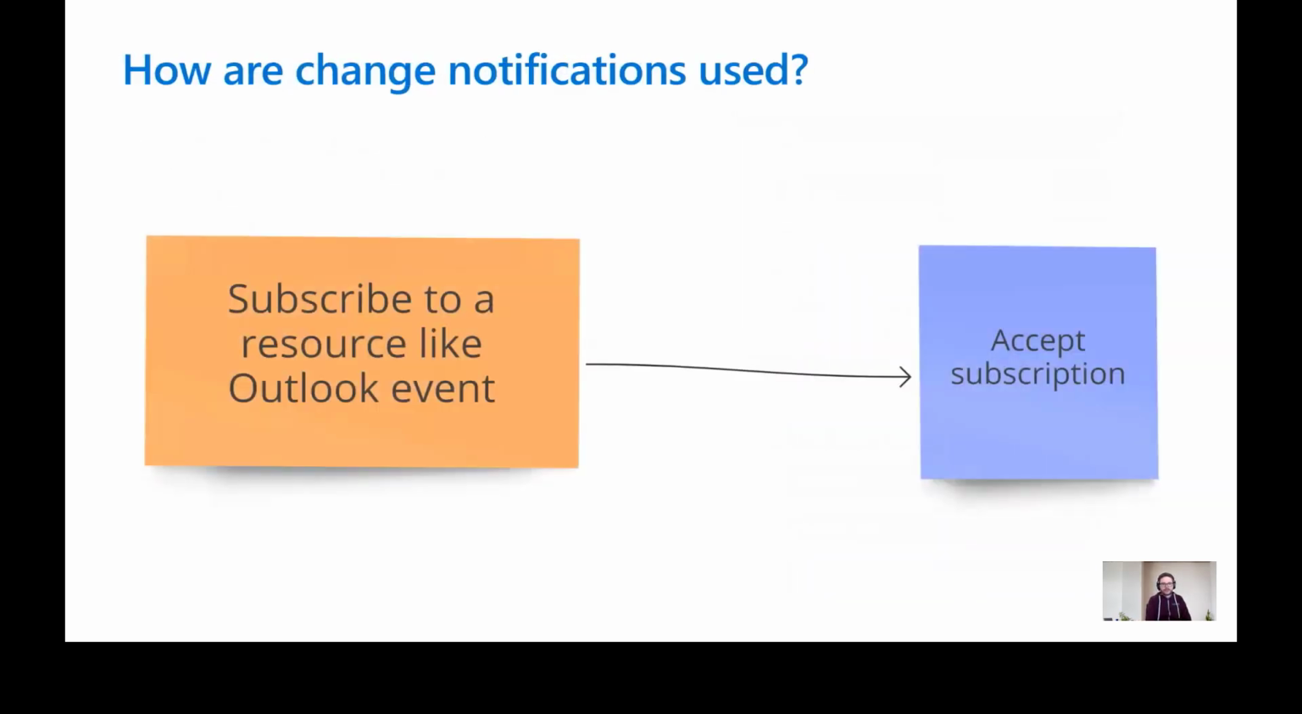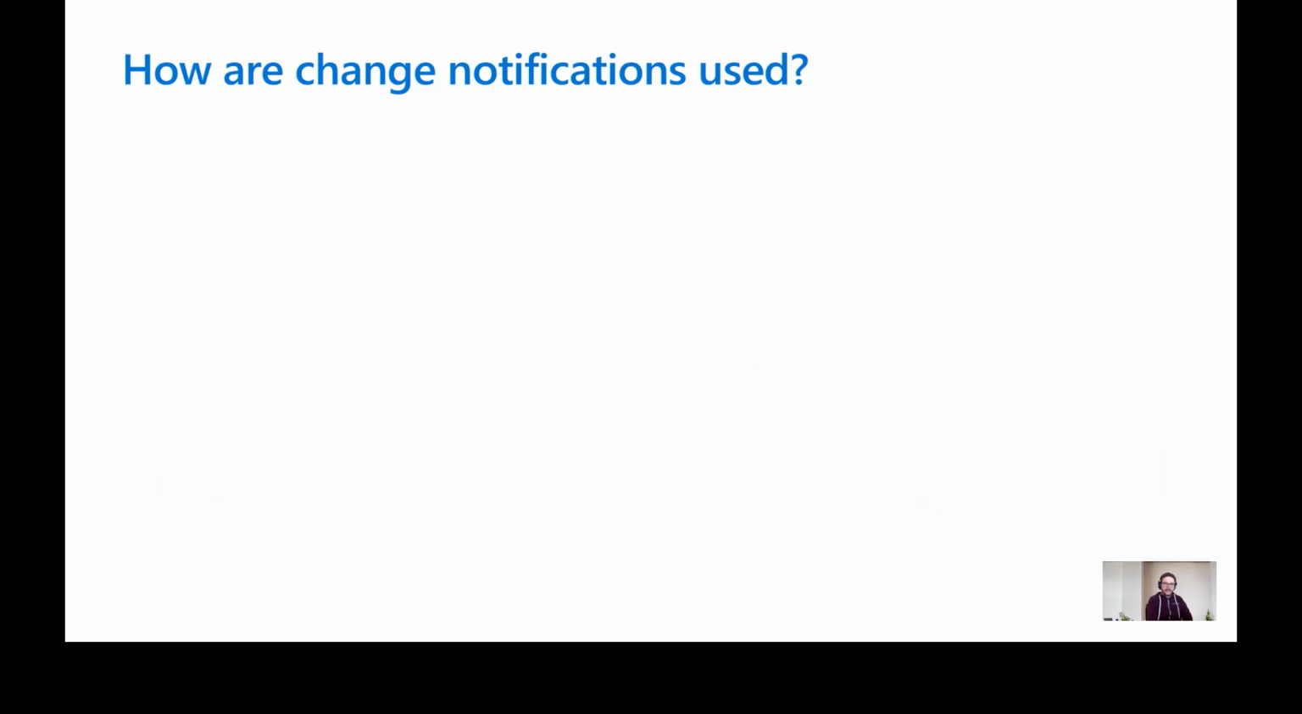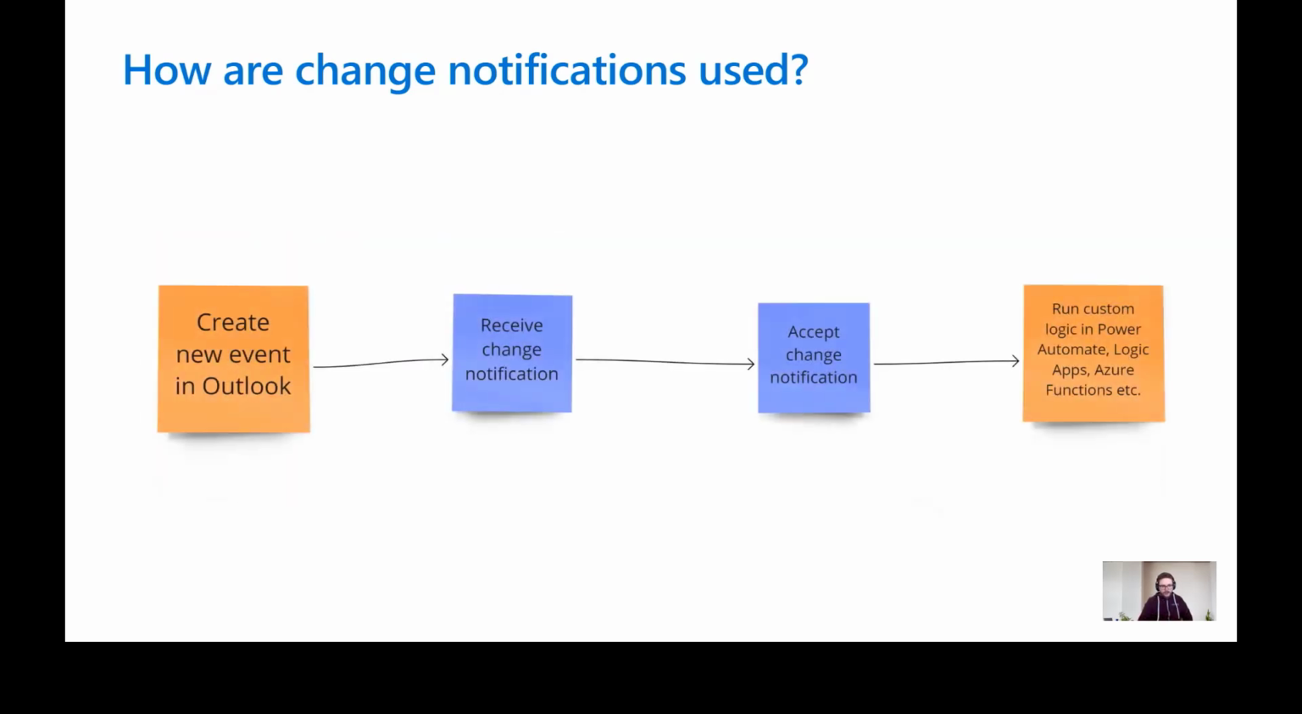The way change notifications are used is you subscribe to some sort of resource on Microsoft 365. For example, Outlook events, the event resource. You make that subscription request, and then you accept that subscription. In real life, when you create a new event in your Outlook, where an event is an appointment or a meeting or whatever you create in Outlook, that's an event resource. When you create an event, a change notification is received.